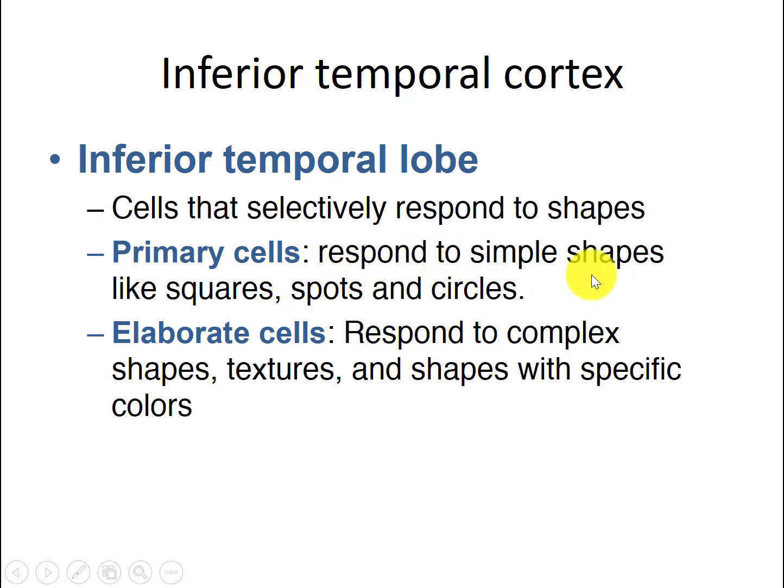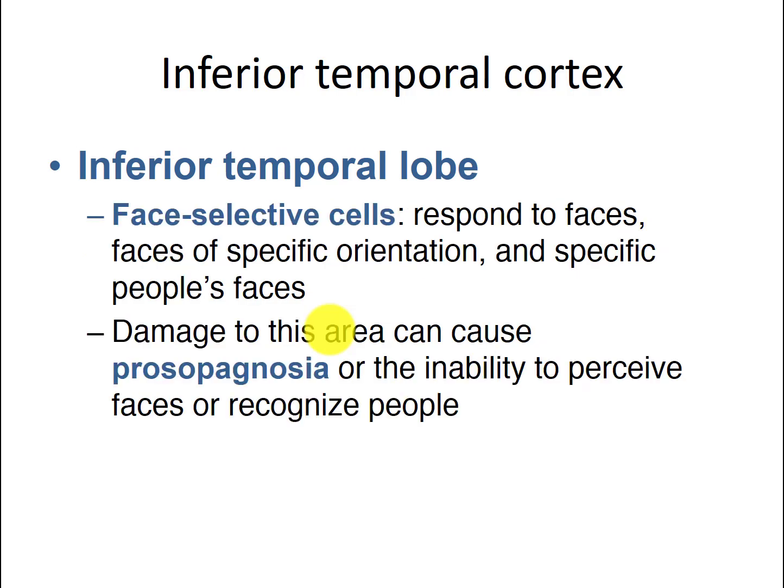There are cells in the inferior temporal lobe called primary cells. They respond to simple shapes like squares, spots, and circles. You might have a cell that likes spots. It sees spots, it fires the most. If it has squares on its receptive field, it doesn't respond a lot. That's its next door neighbor, which is responding to squares and circles. Elaborate cells respond to even more complex shapes and textures and shapes with specific colors. They're neurally tuning into those shapes.